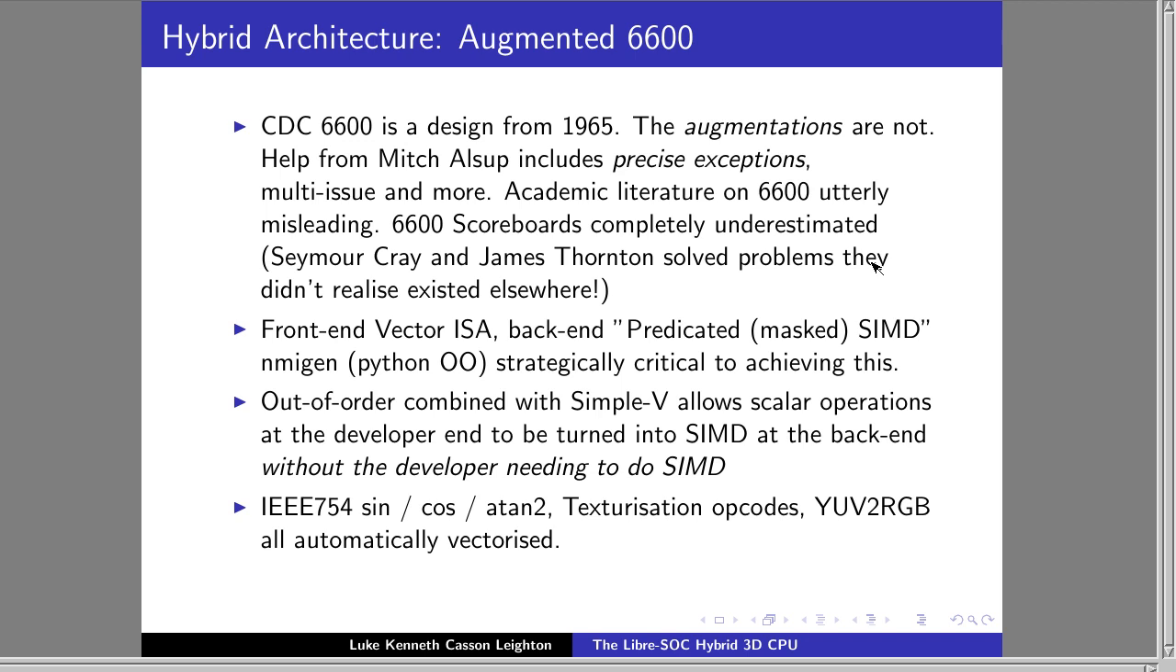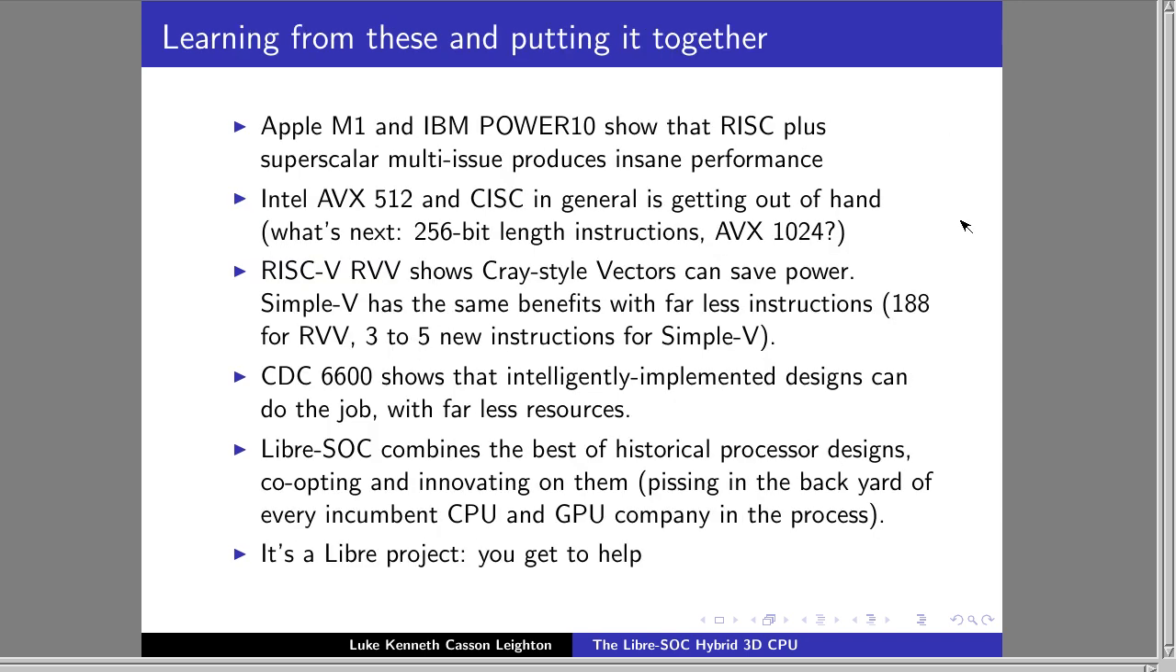On top of this, we're then going to add IEEE 754 sine, cosine, atan2, etc., all the things that you need for 3D, texturization opcodes, YUV to RGB, Vulkan pixel formats, etc., all of which become vectorized through the Simple-V instruction set, the Simple-V context. So putting all these together, Apple, the M1 and the Power 10 show that RISC plus superscalar multi-issue produces insane performance.